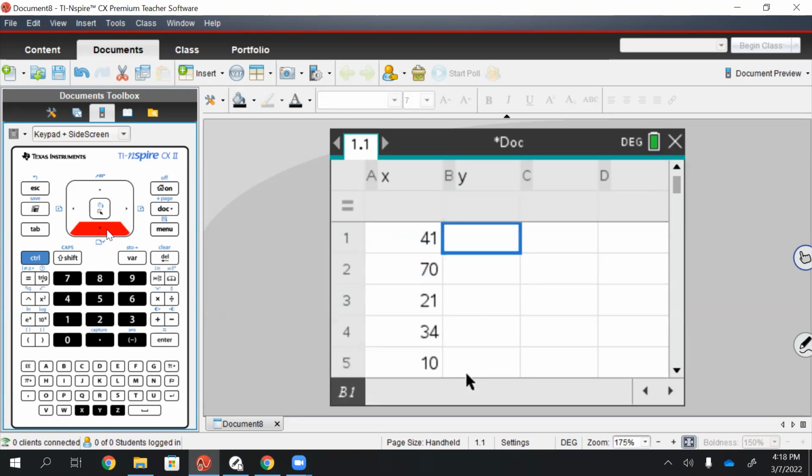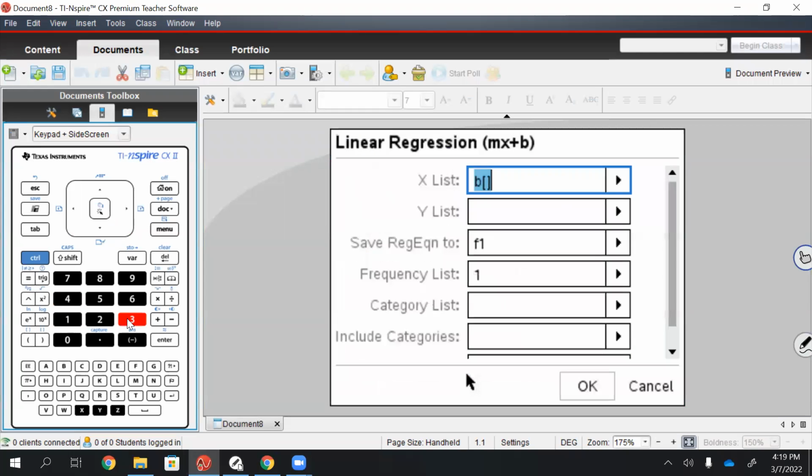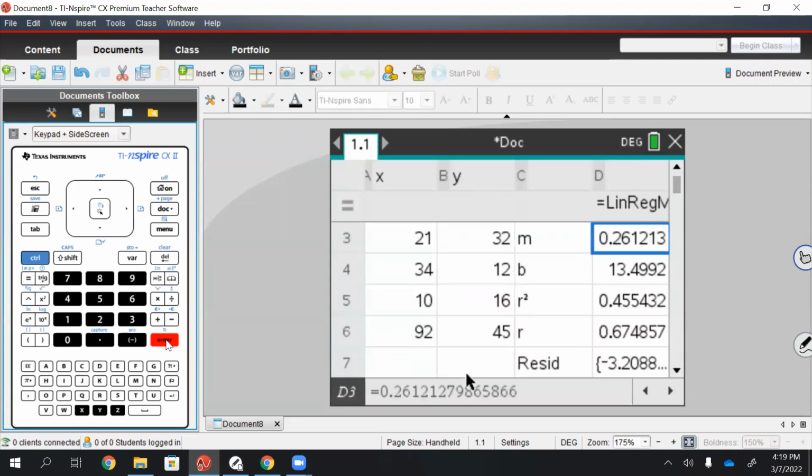And then I'm going to go up here and type in my Y's. So 21, 25, 32, 12, 16, and 45. All right, and then get to a new spot. And again, always double check your table. Okay, and go menu 413. X down, Y down, enter.